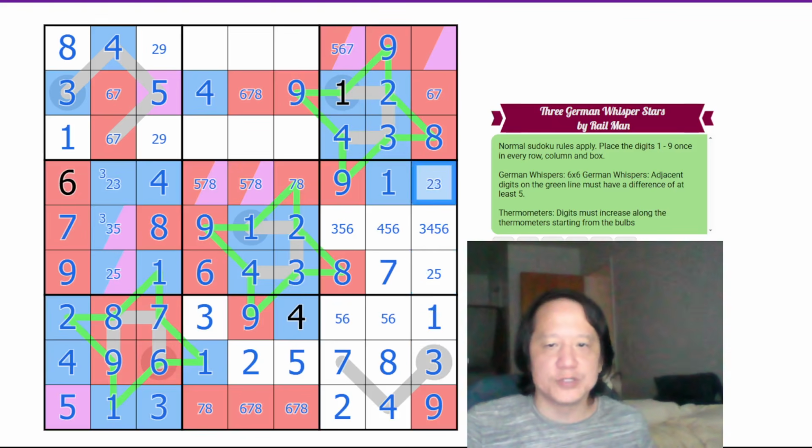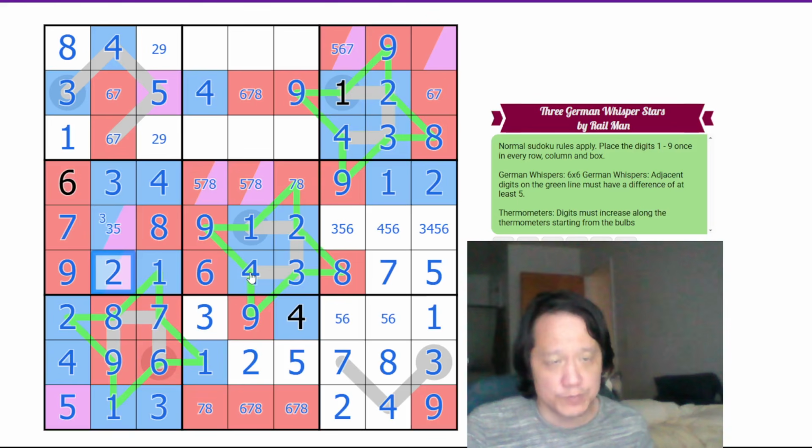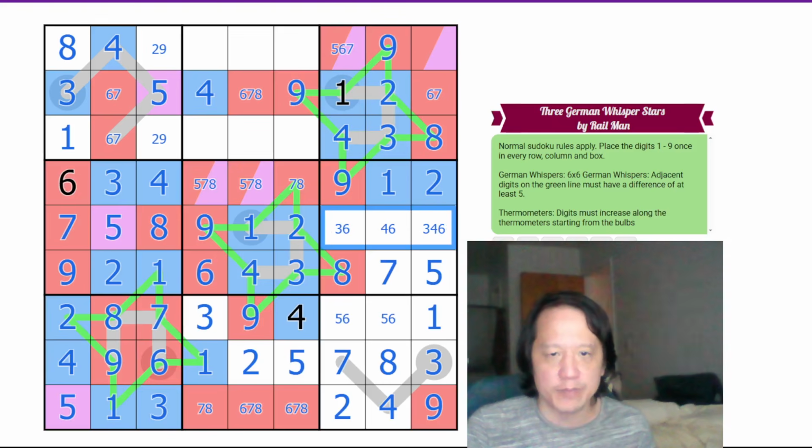3 eliminates 3 here, so this is 2, which makes this 3. 2 eliminates 2 here, so it's 5, which makes this 2. 3 eliminates 3 here, so it's 5. No low there. No 5 there. 5 eliminates 5 in the rest of the box. 3 eliminates 3 in the rest of the column.